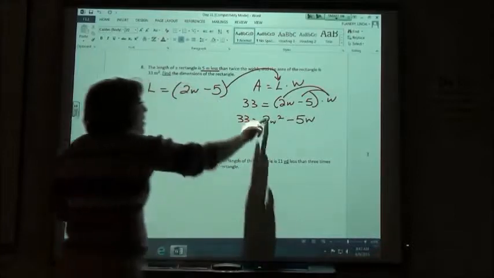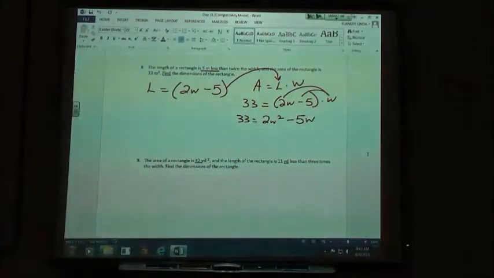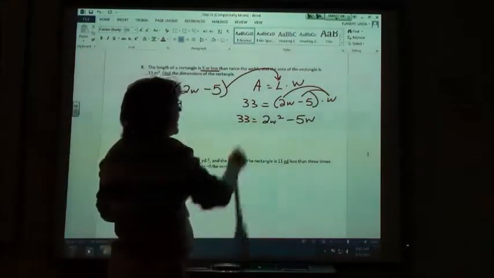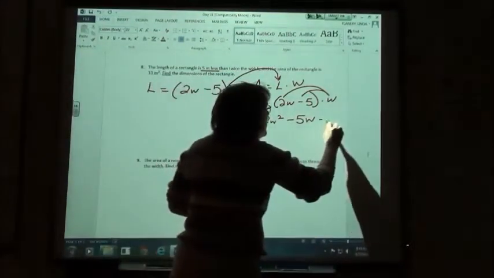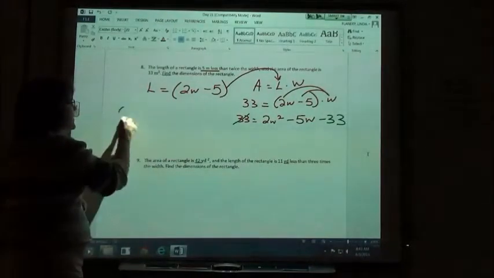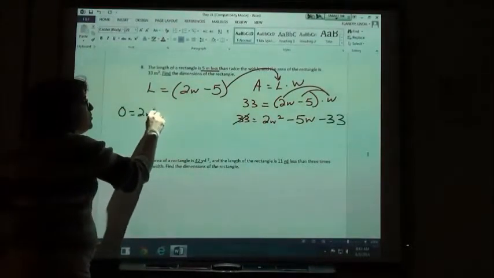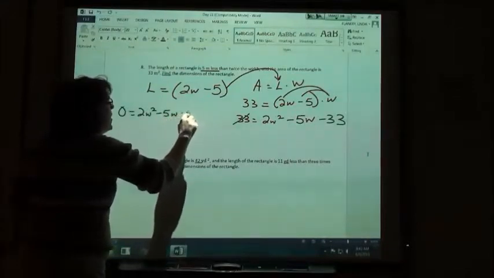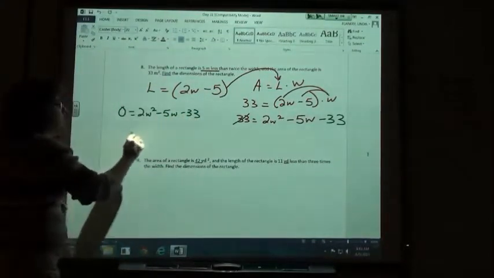We have a quadratic expression, one with the squared term. We need to set it equal to 0. We've got to move our 33 to the other side. And since it's a positive 33, we're going to make it a minus 33. So 0 is equal to 2W squared minus 5W minus 33. And we solve by factoring.